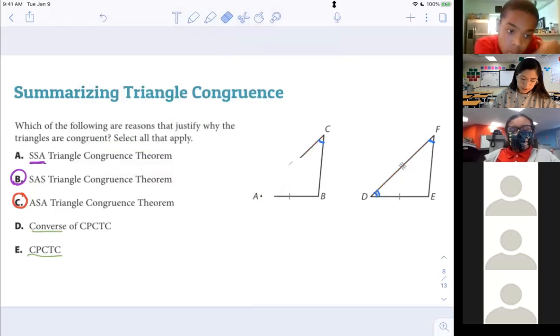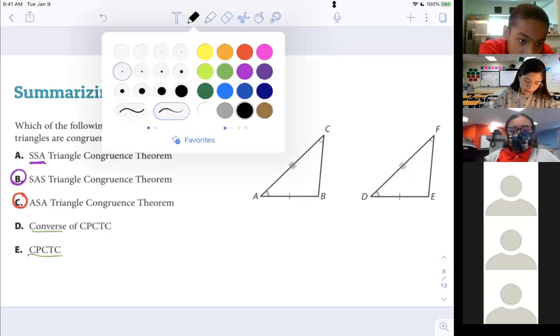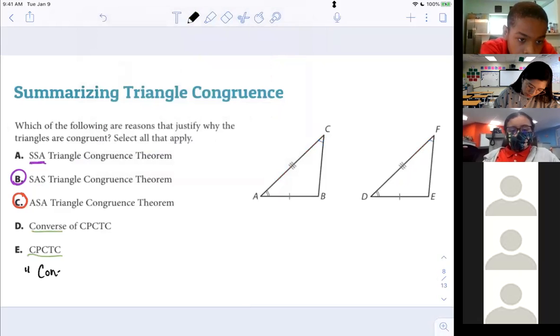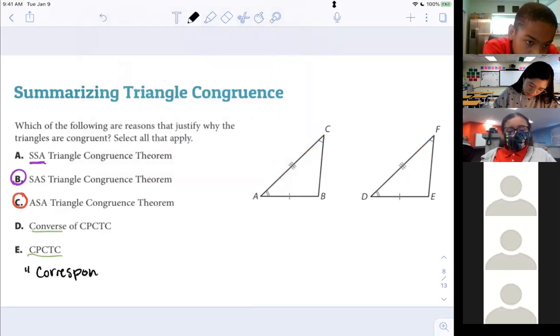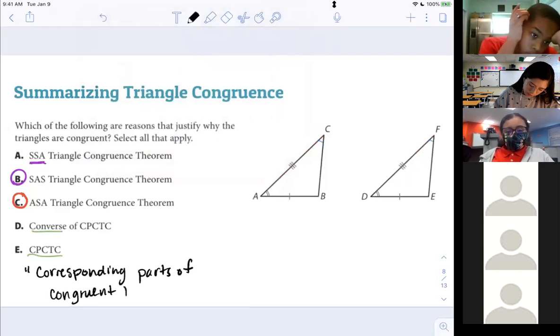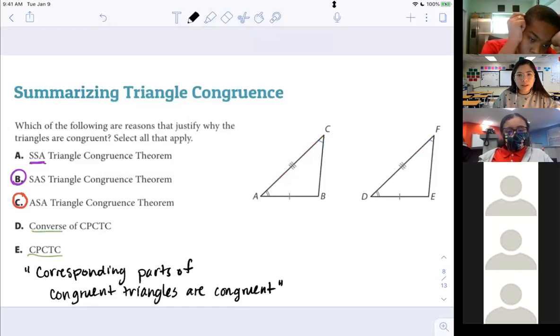So CPCTC, let me write it out. Corresponding parts of congruent triangles are congruent. Okay, all right. So here's the difference.